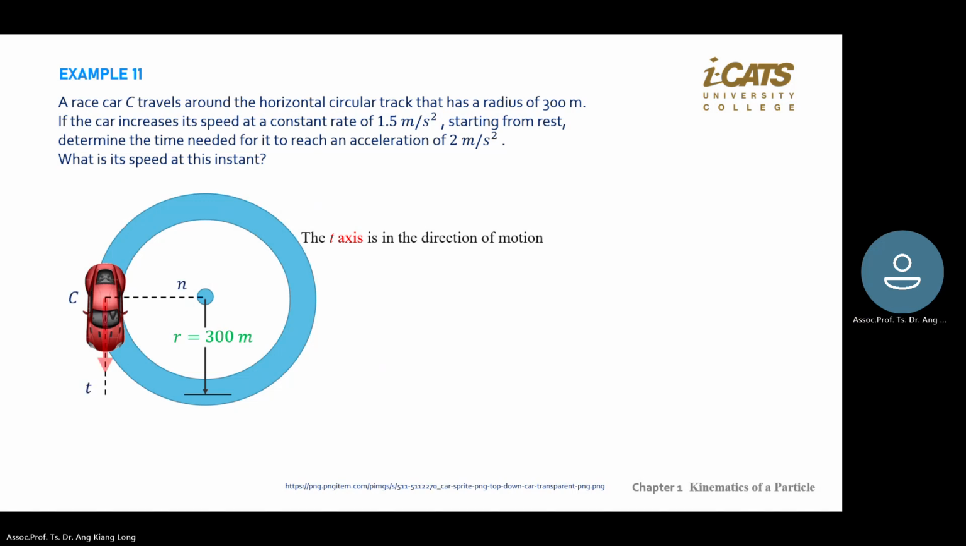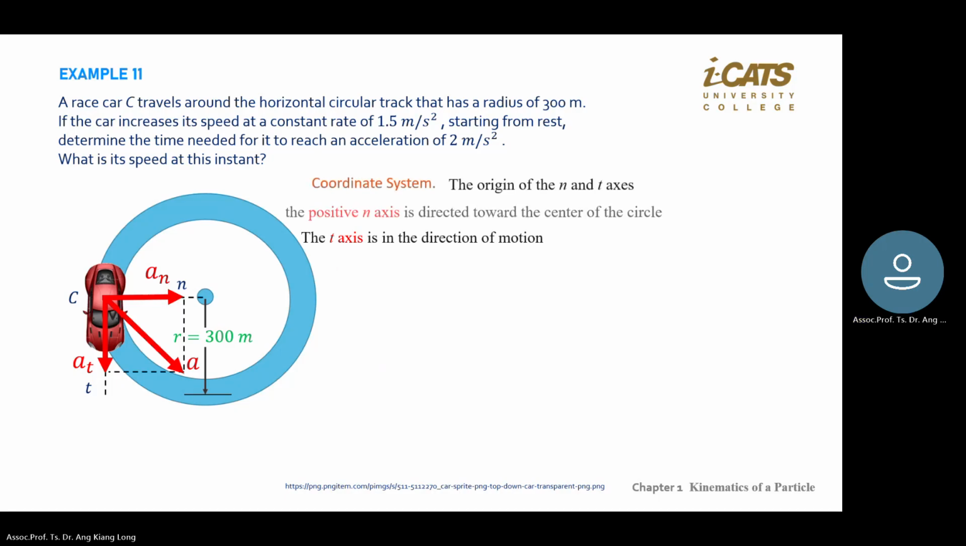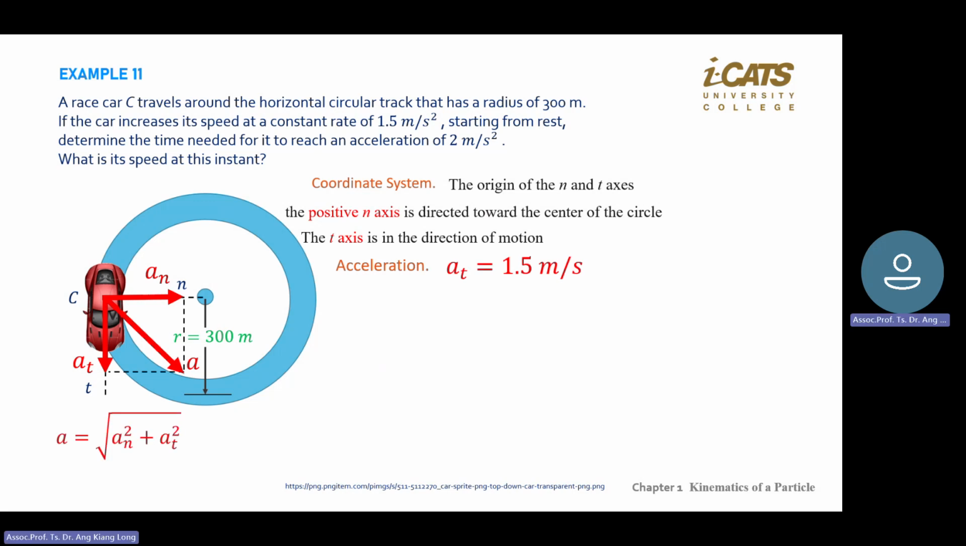Second step, put in the motion values or motion parameters, acceleration or velocity, that are given. So in this case, you have your AT. AT goes along the tangent, AN goes inside the circle, and then there's a resultant A. Once you have that, you write the equation for the resultant: A equal to square root of AN squared plus AT squared.